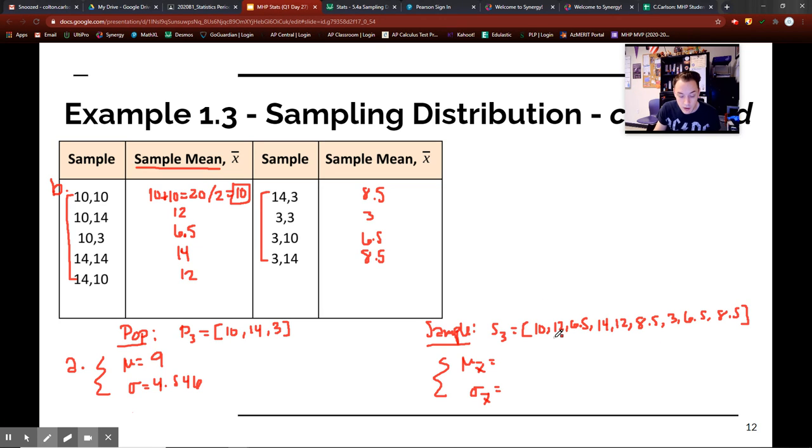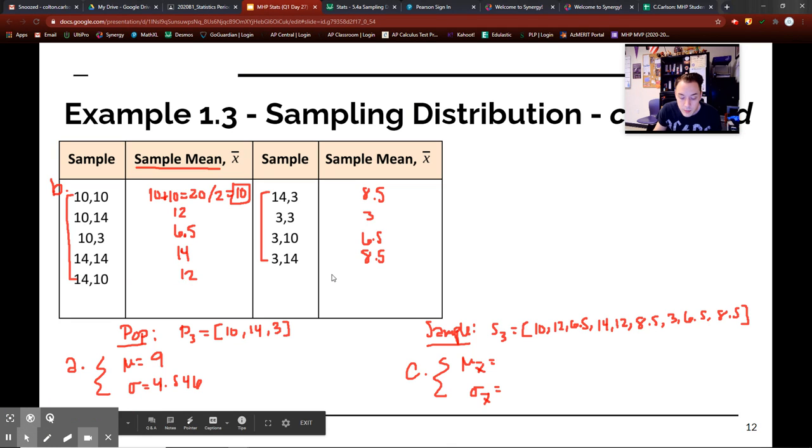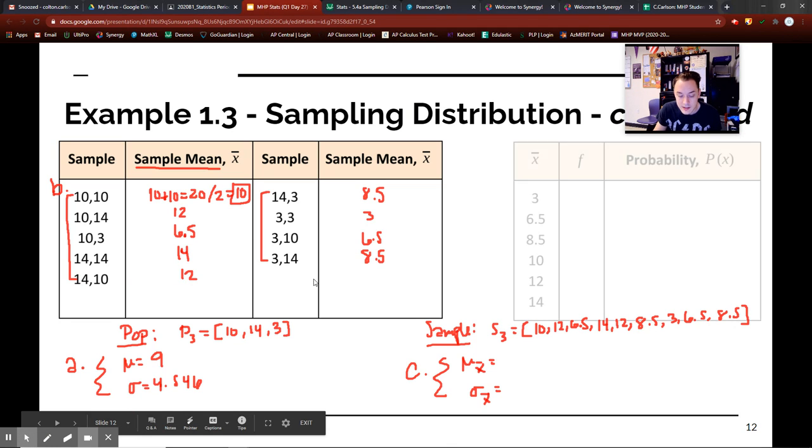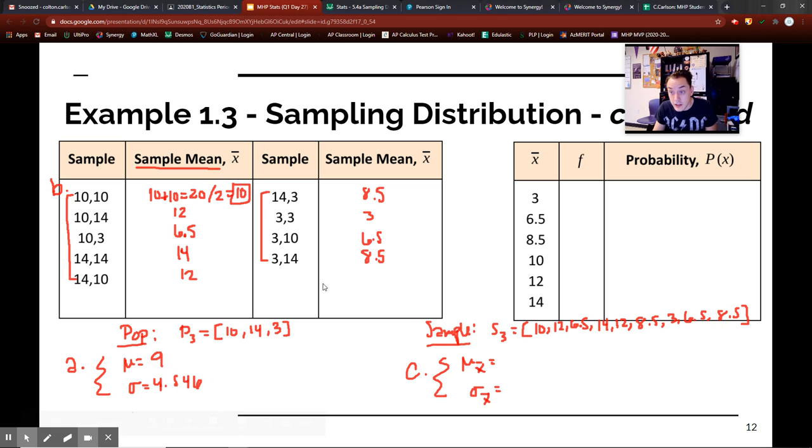I now want to find the mean. This is what C is. Okay, C. So this is A, that's B, this is C. I want to now find the mean of my sample means and the standard deviation of my sample means. But before we do that, I also want to do a probability distribution because we need to be comfortable in doing these probability distributions.